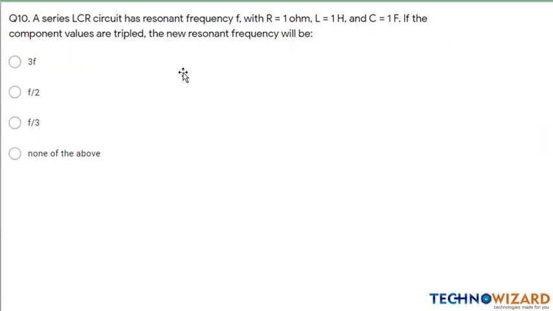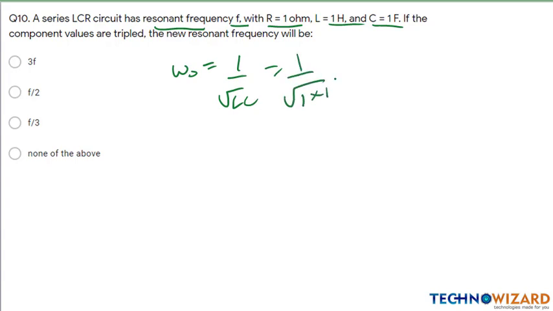Next question, question number 10. I have given this question before also. A series LCR circuit has a resonant frequency F, R equal to 1 ohm, L equal to C. First of all, find the old resonant frequency, that is 1 upon root LC. 1 upon root L is 1, this is F. This is 1 only.